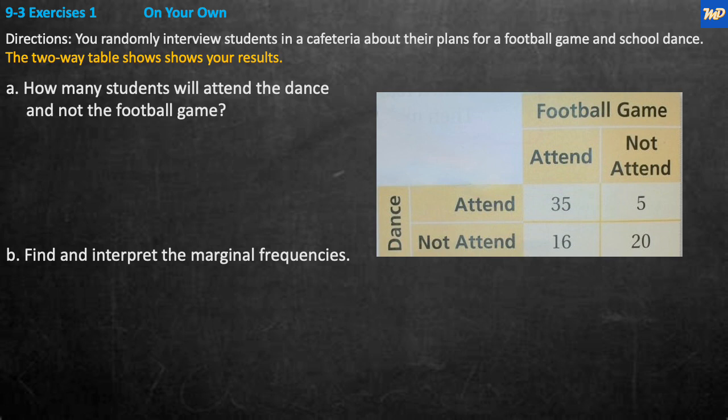And then when you get back, we will see if you can come up with the answers and look at these data. They also want you to find and interpret the marginal frequencies. So you're going to have to do that too. So I'll wait.